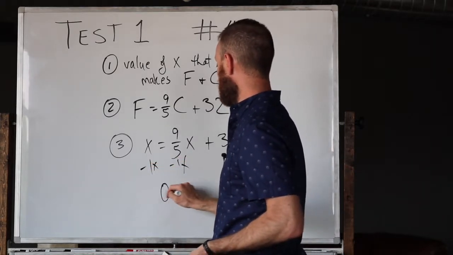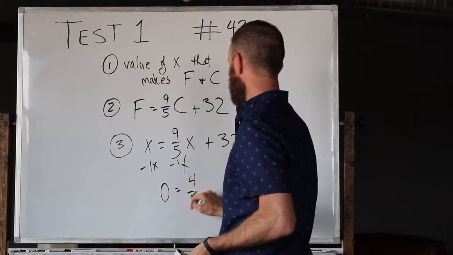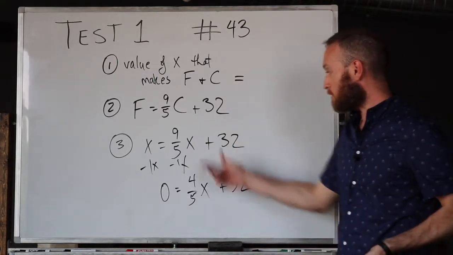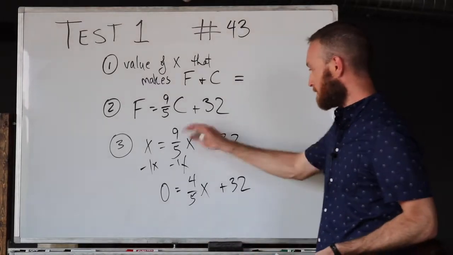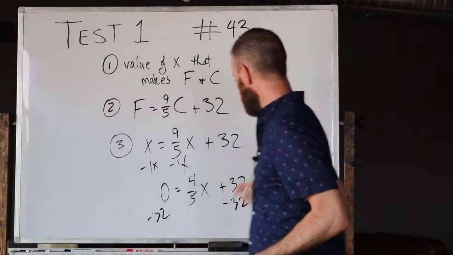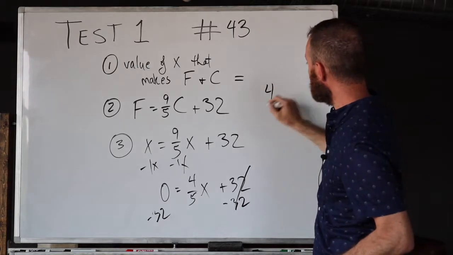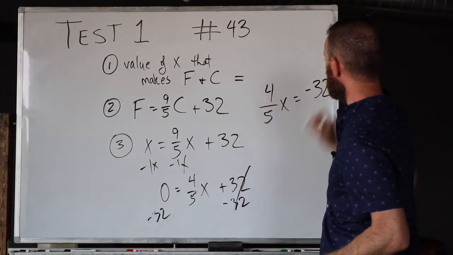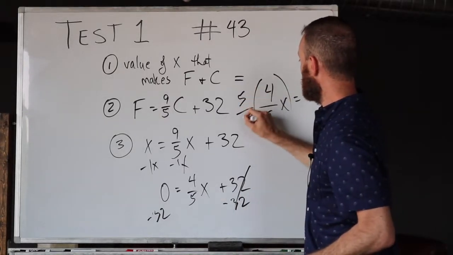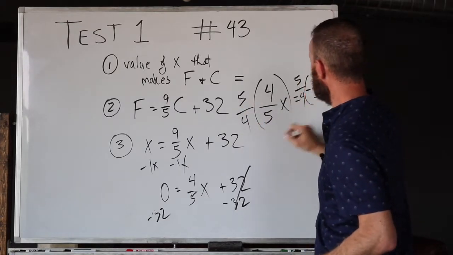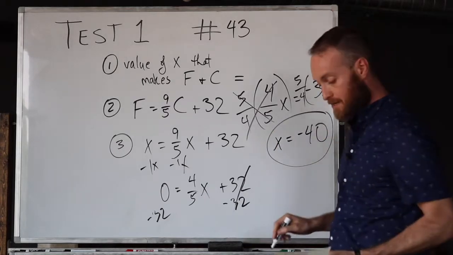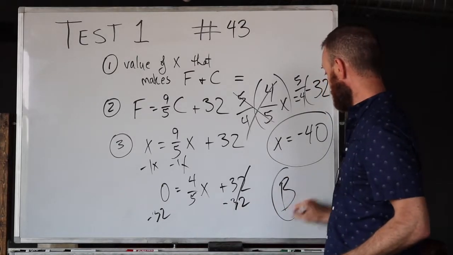And you're going to get 0 equals 4/5 x plus 32. All right? You can do that in your calculator. That's not my goal here to teach you how to subtract fractions. And then we're going to subtract 32 from both sides to get x by itself. So you get 4/5 x equals -32. Now we want to divide both sides by 4/5 or multiply by 5/4. These cancel. x equals -40. Right? There's your answer, B.